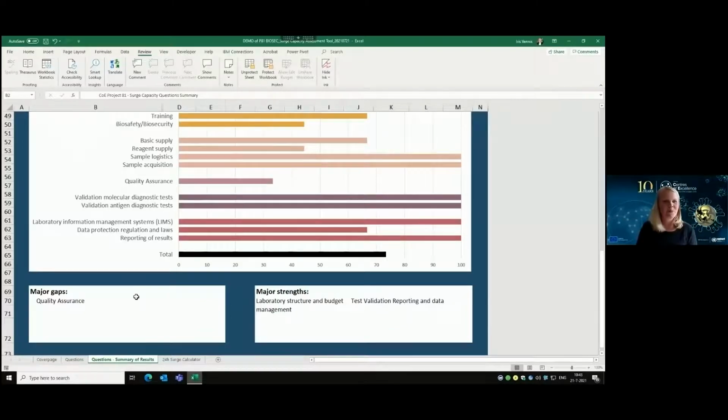I will now go to the second part of the search capacity assessment tool, which is the 24-hour search calculator.